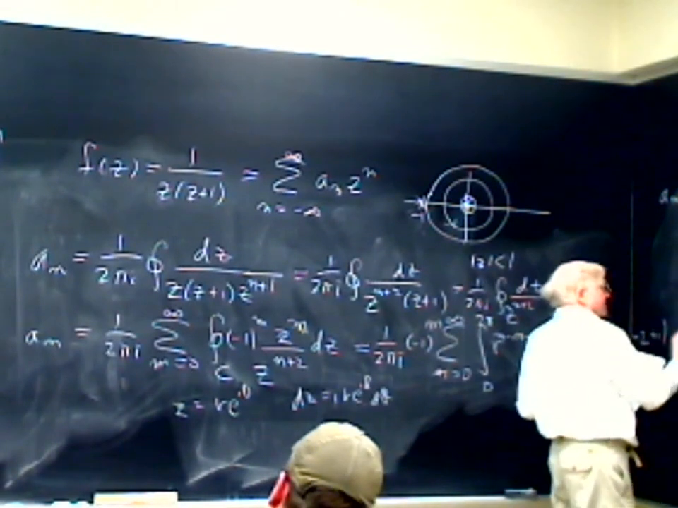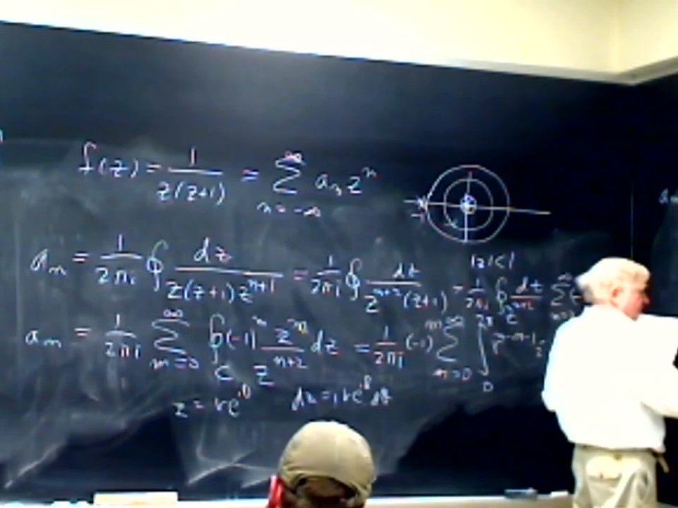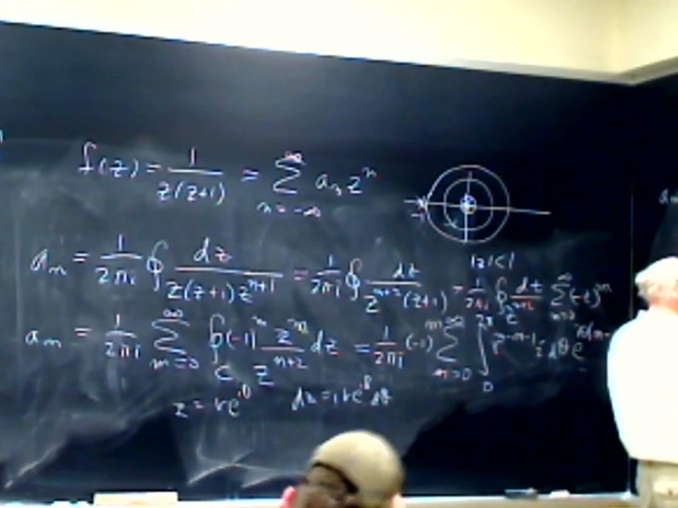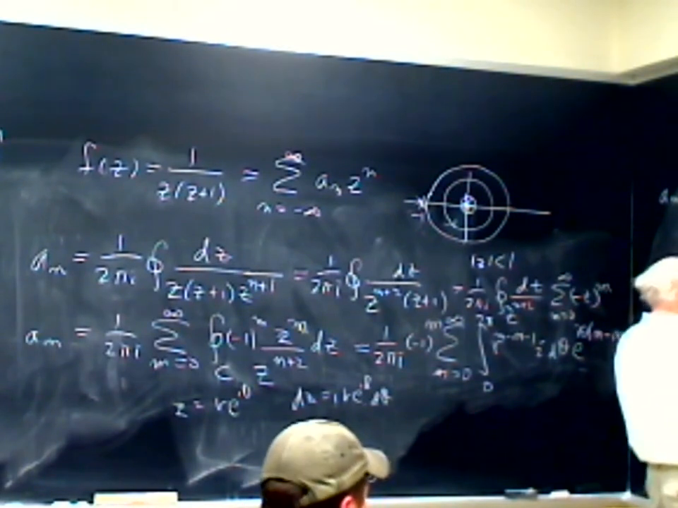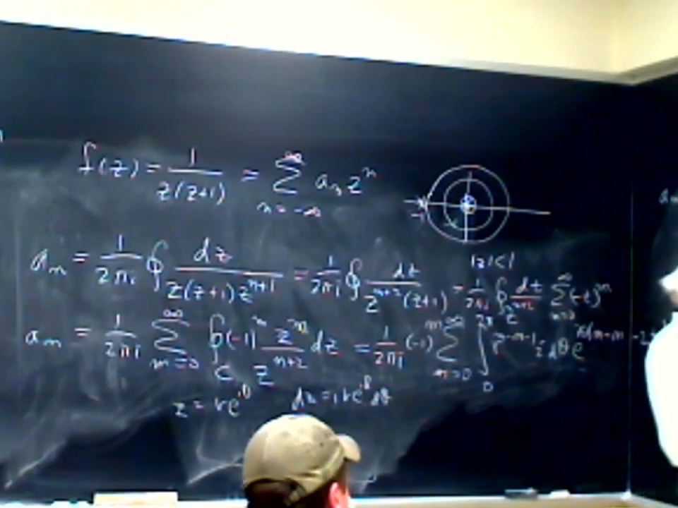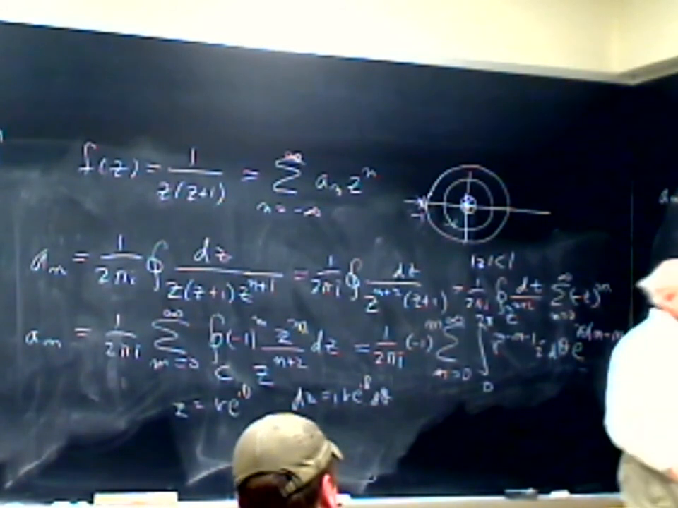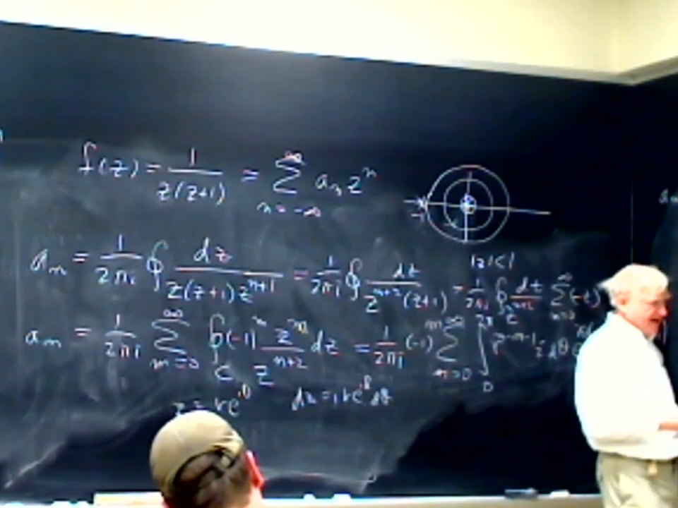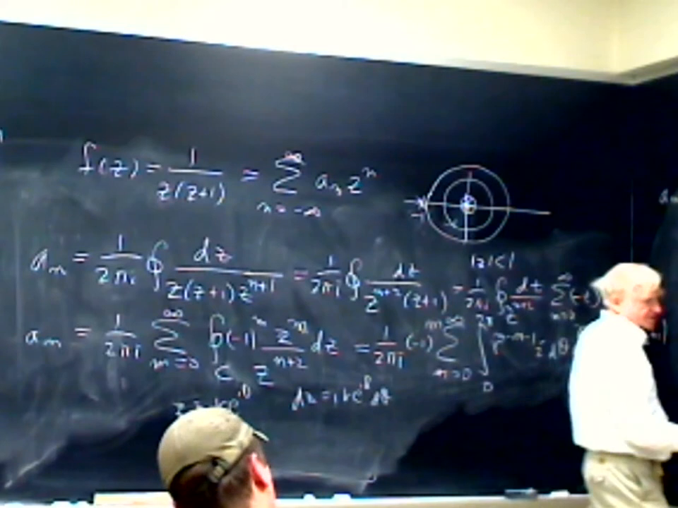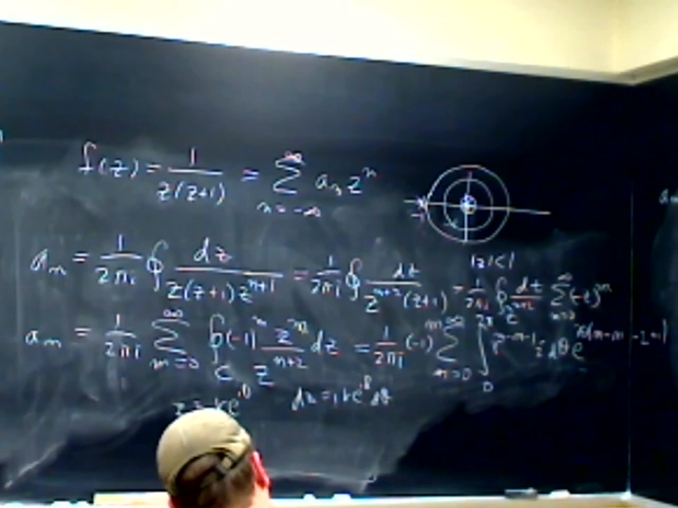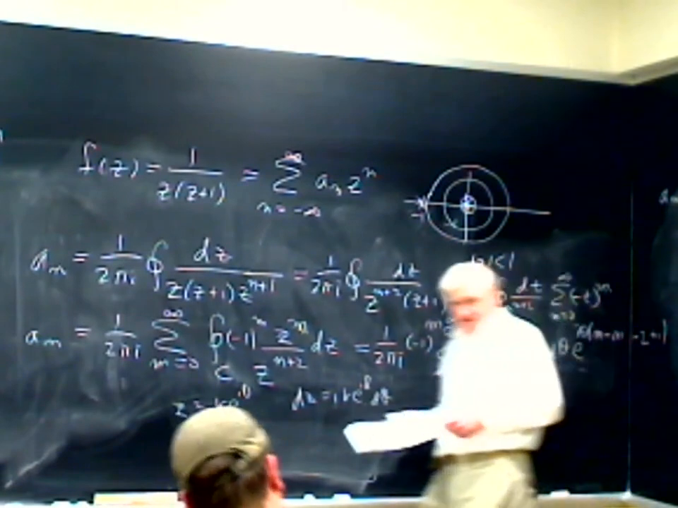And so now our function f of z, which is 1 over z plus 1, is then the sum from n equals minus 1 to infinity of minus 1 to the n plus 1, that's the a sub n, times z to the n. So n goes from minus 1 to infinity. This is the Laurent series for that. And you see that this converges for absolute value of z strictly less than 1. Okay? So that's an example.